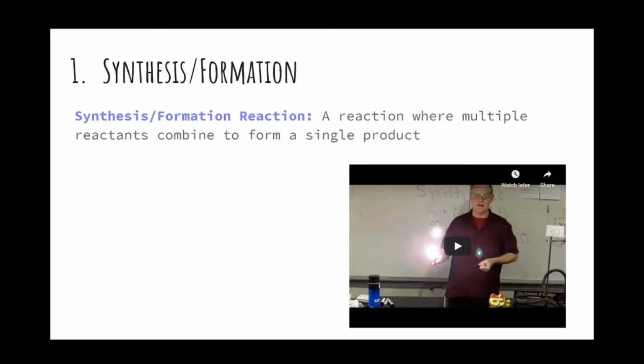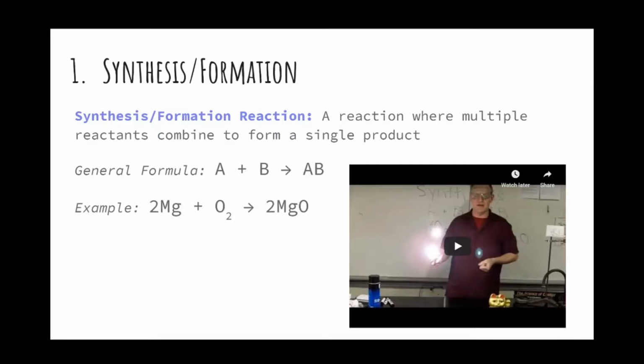So a synthesis or formation reaction is a reaction where multiple reactants combine and form one product. If we were to think of a general formula, I would say A plus B produces AB. So we have 2 different substances and they combine to form one single product. In an example, we have 2 moles of magnesium plus oxygen, and they produce 2 moles of magnesium oxide. That is a synthesis reaction. Notice that 2 separate things are forming one compound.